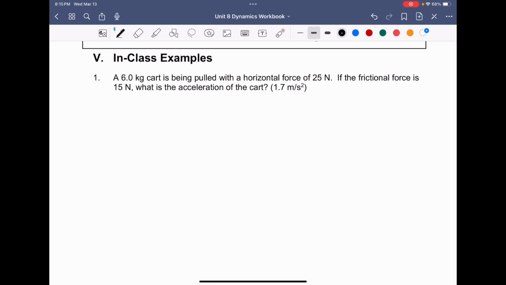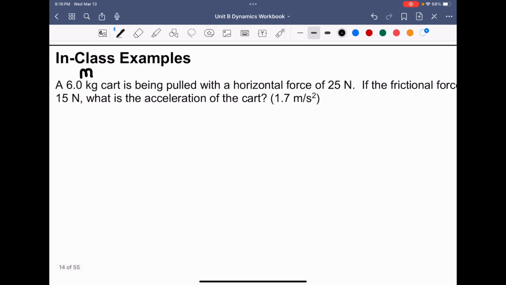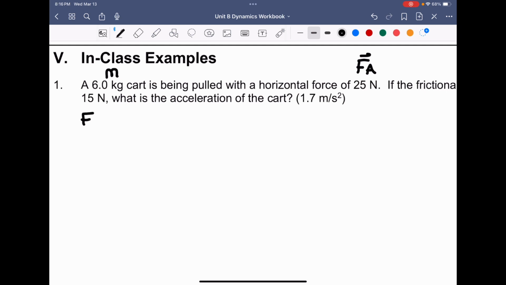Okay, this is pretty typical in these problems, looking for acceleration. First and foremost, if they give you a 6 kilogram object, you're going to write in that you have mass, so you're going to write an m above that. They give us a horizontal force or something being pulled with a horizontal force. That means that this is symbolic of our Fa or our applied force. If the frictional force is 15 newtons, you're going to put Ff here representing the frictional force. What is the acceleration of the cart? So acceleration equals question mark.